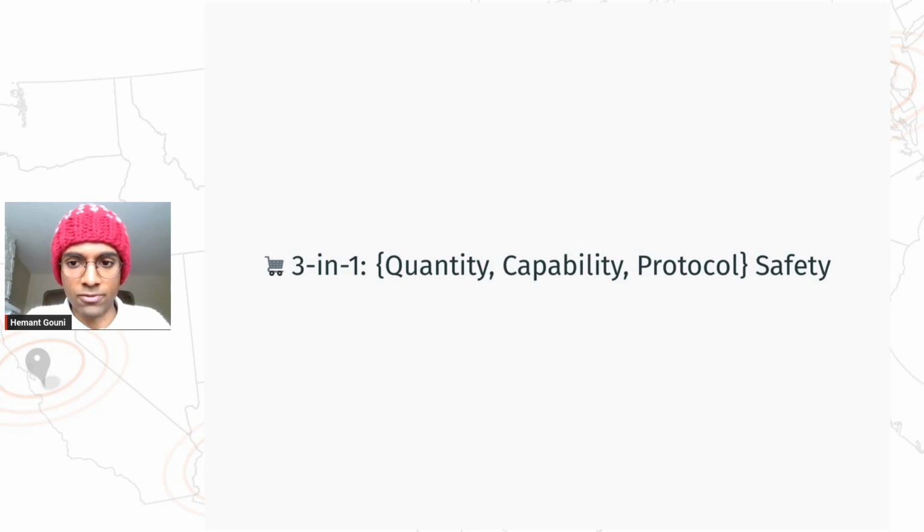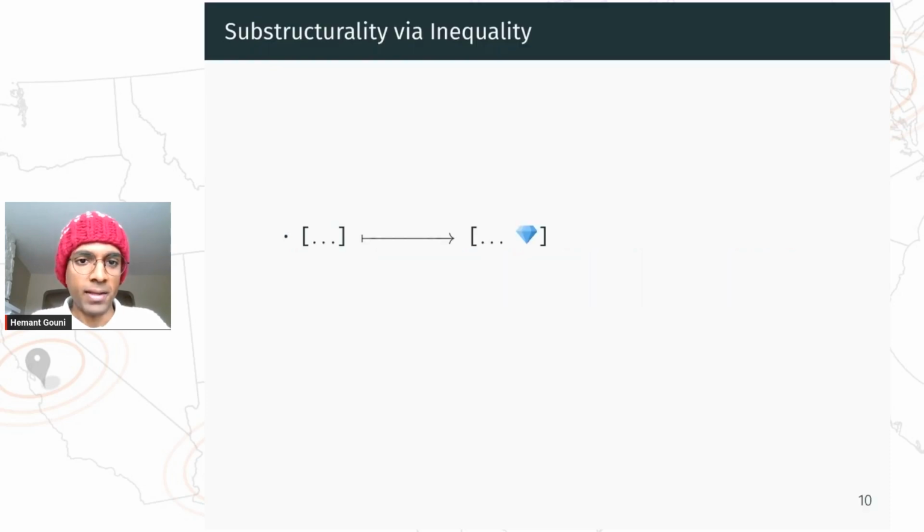Okay, so I want to move on to some formal properties. In particular, it turns out that we get a 3-for-1 deal on quantity, capability, and protocol safety. And to explain why this is the case, I have to pull back the curtains a little bit. So when I discuss this idea that you can get from a resource context without a daemon in it to a resource context with a daemon in it, maybe, or you could imagine doing this. And then we subsequently dropped the ability to do this for free.